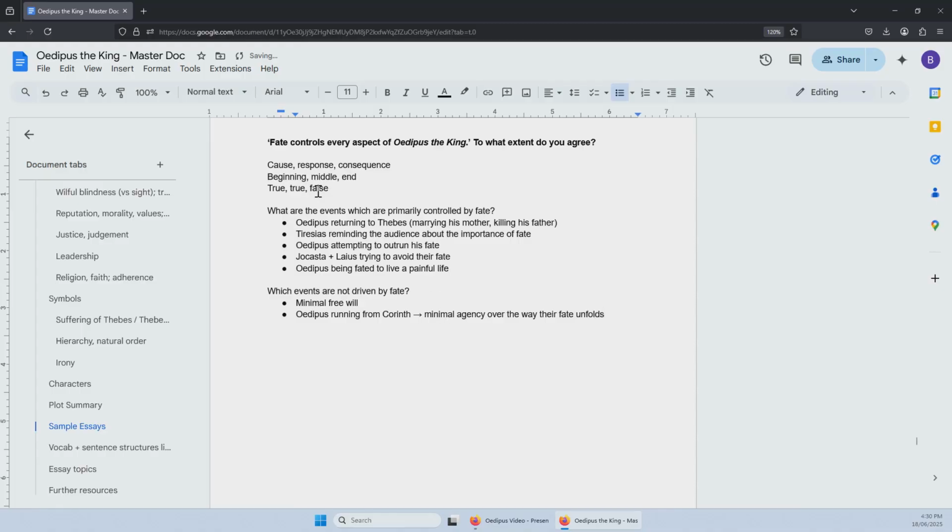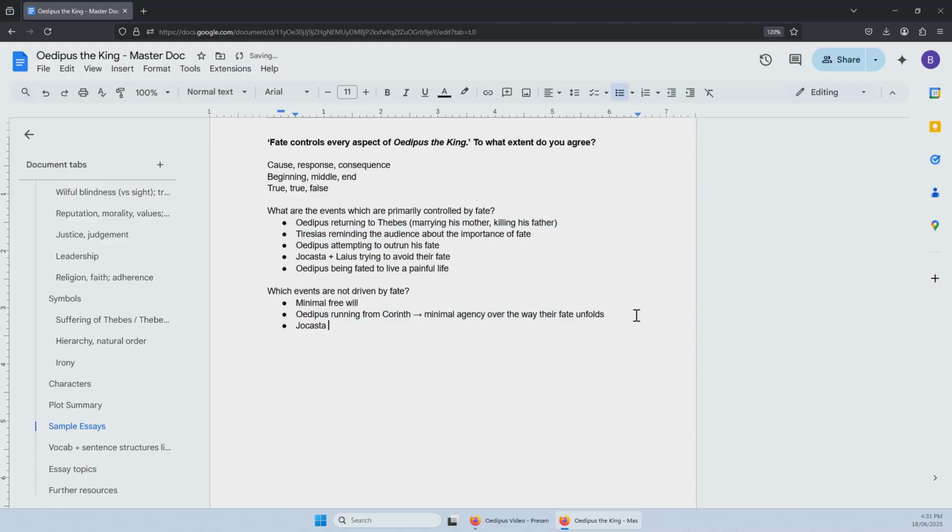So while you can't determine a different B location, so everyone starts at A and they go to B, perhaps while you can't necessarily change the location that you're going to end up in, you can perhaps change the route that you take from A on the way to B. So rather than taking a straight line, you can take a curvier one, which is what Oedipus does by outrunning his fate and then unwittingly returning to Thebes. So minimal agency over the way their lives unfold.